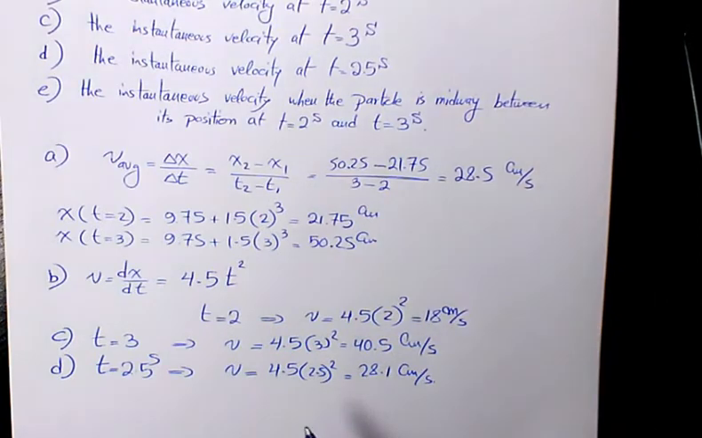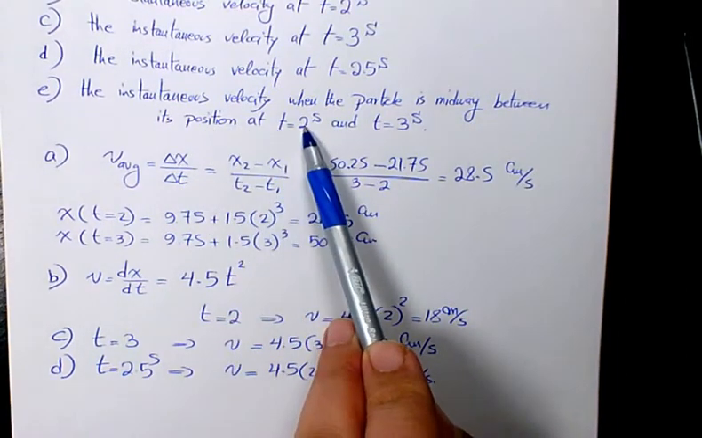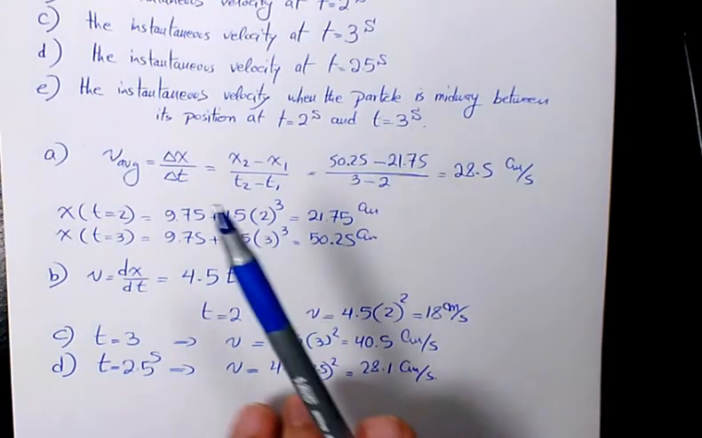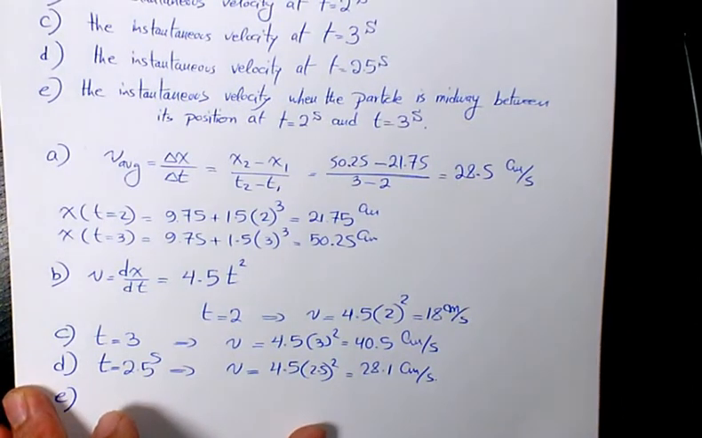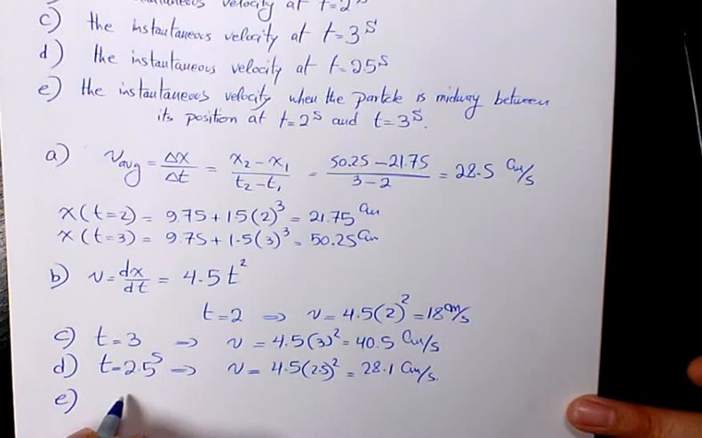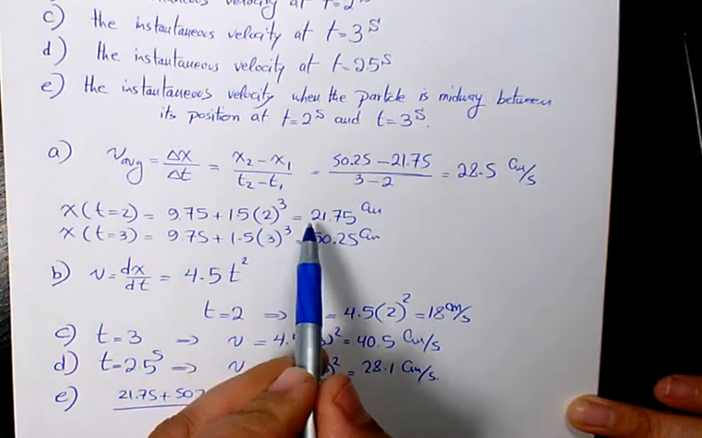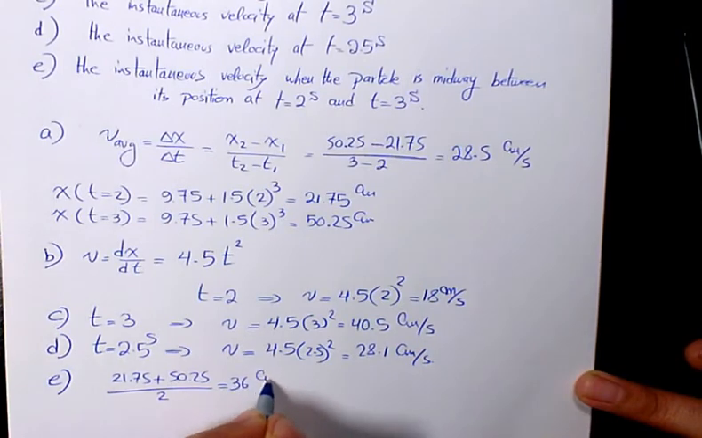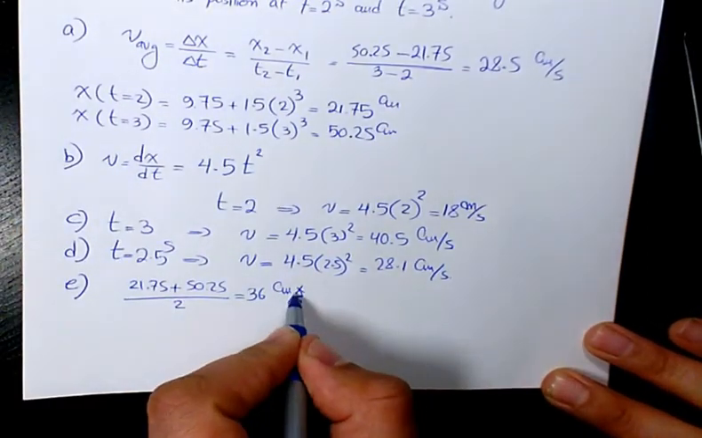Part E asks for the instantaneous velocity when the particle is midway between its positions at t equals 2 and t equals 3. We have two different positions from earlier: 21.75 plus 50.25, which we got in part A, divided by 2 because it says halfway. That's going to make it 36. Actually, that's x, so it's just 36 centimeters.